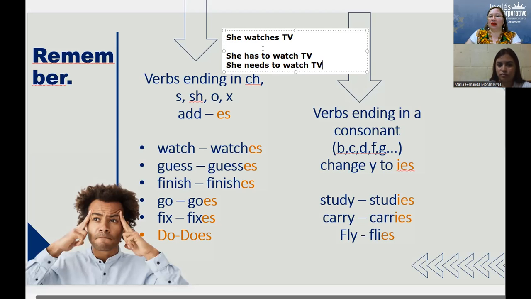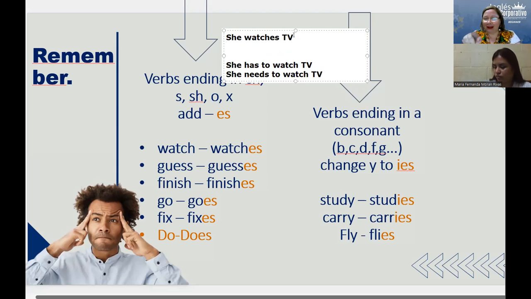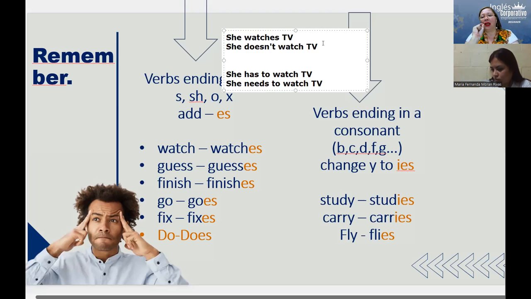Si lo necesita o si lo tiene que hacer. Ahora, en este otro caso, en el tiempo presente simple, la tercera persona negativa sería she doesn't. Y regresa otra vez a watch. Ya no watches. ¿Okay? ¿Por qué? Porque ya le agregó. Exacto. Quiere decir que watches, la forma de la tercera persona, va a ser solo en el afirmativo. Solo en el afirmativo. ¿Okay? En el negativo va la forma base, pero va con el auxiliar.